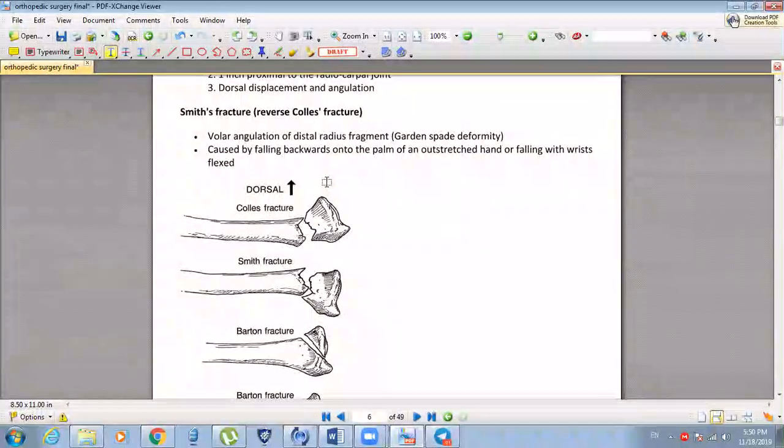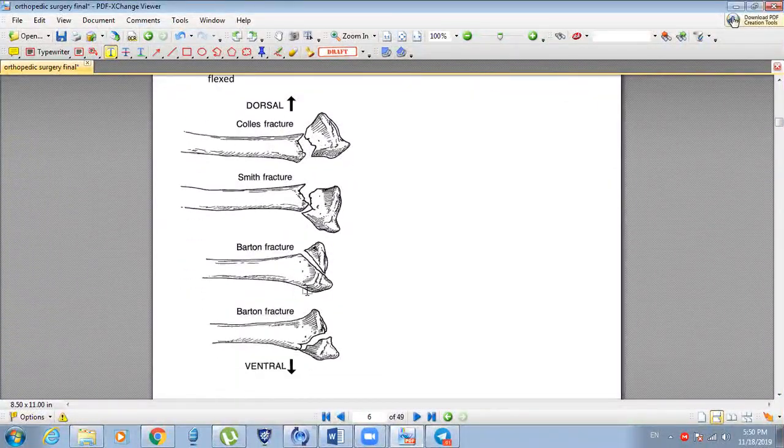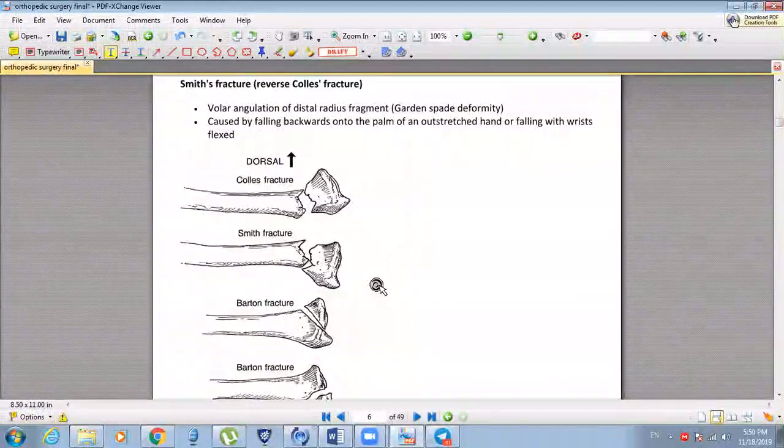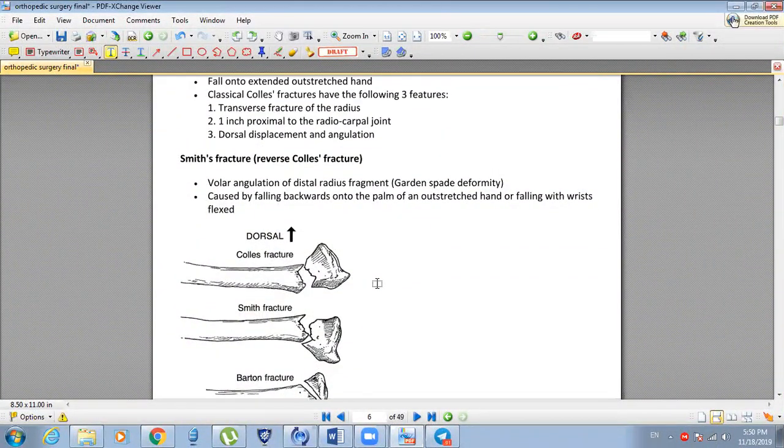We will divide fractures of the distal radius into two divisions: extra-articular and intra-articular. This one is away from the joint. This one is through the joint. So we will divide the distal radius fracture into two divisions: extra-articular and intra-articular.